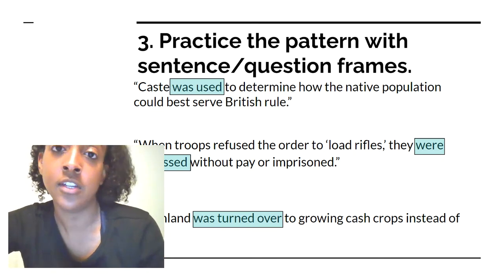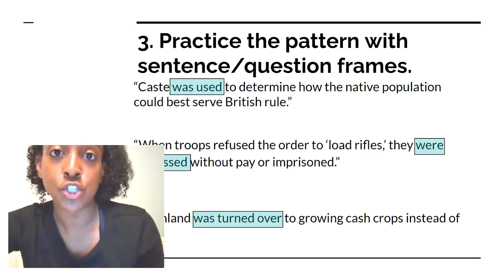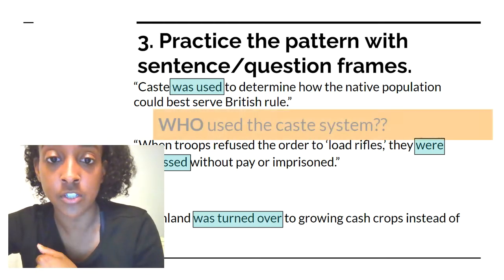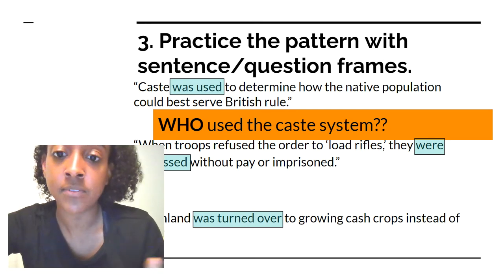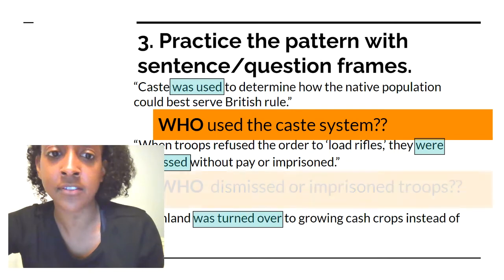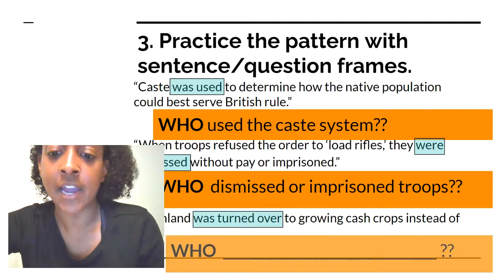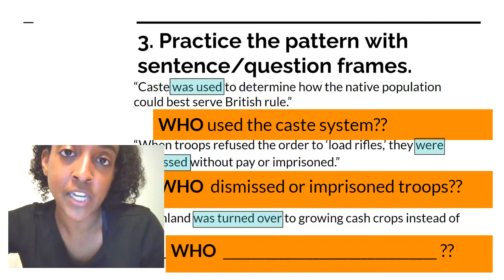So in this case, I would actually be trying to expose students to this tense in order to help them form questions. I would ask them, well, what information are we lacking? How could we turn this passive sentence around into a question? So maybe they could form question frames like, well, okay, the caste system was used. Well, who used the caste system? Another question could be, who dismissed or imprisoned the troops? And finally, I would give them that same frame to be able to ask that missing information.